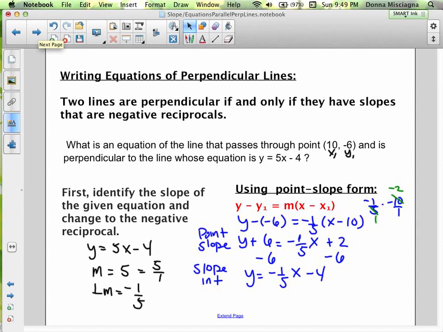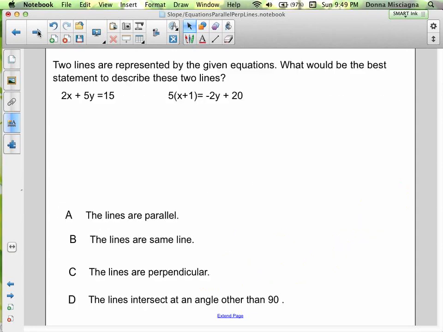Let's see, is there another one? I know we have a multiple choice question for us to do. Was that my last example? Yes, it was. So now let's do a multiple choice question.